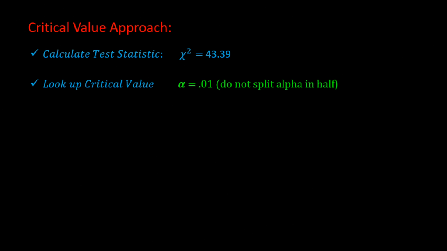And degrees of freedom for the test for independence is R minus 1 times C minus 1, where R is the number of rows and C is the number of columns. So degrees of freedom is 4 minus 1 times 2 minus 1, which is 3.